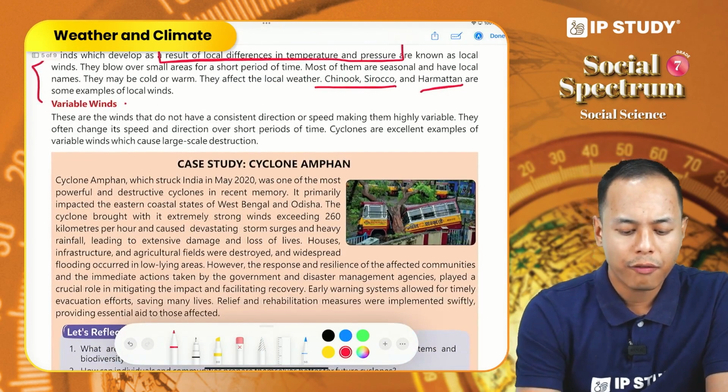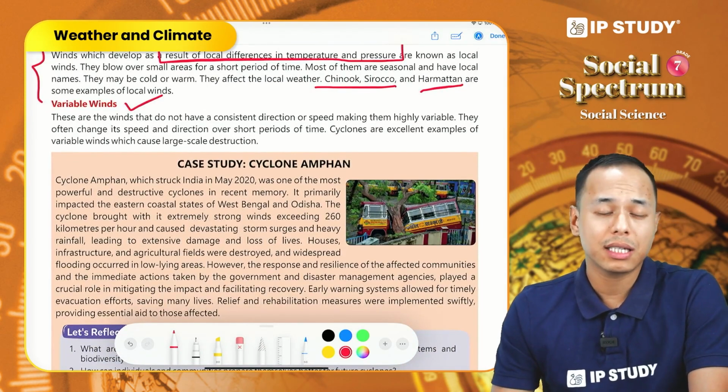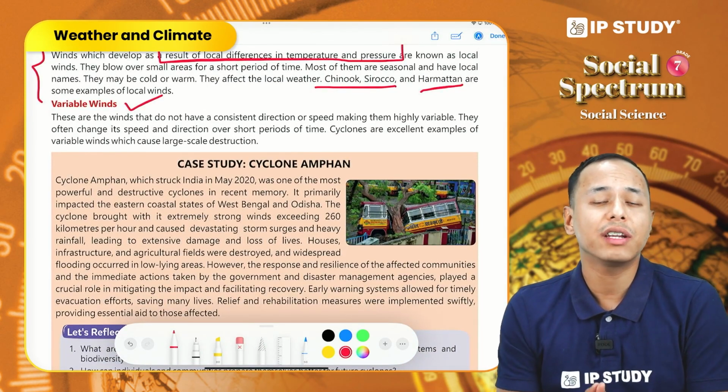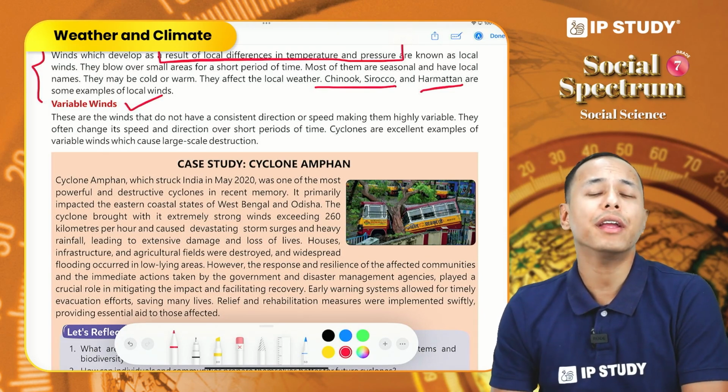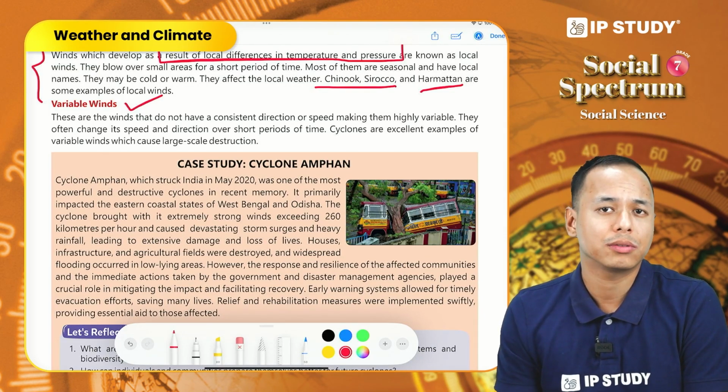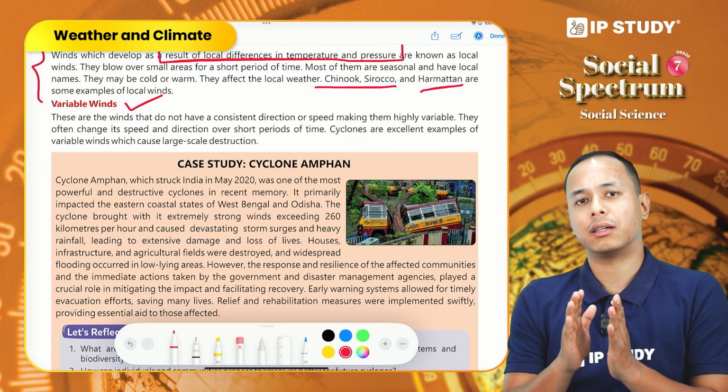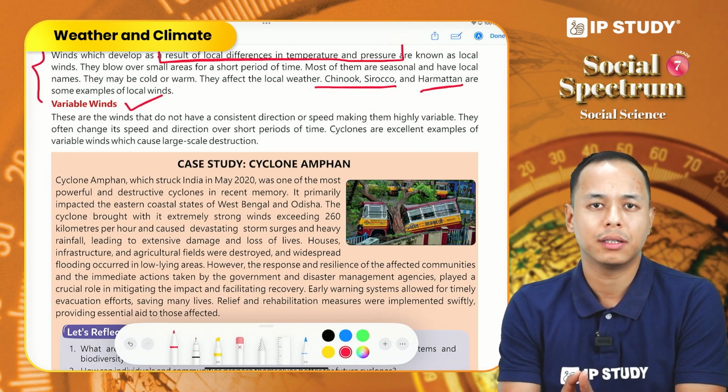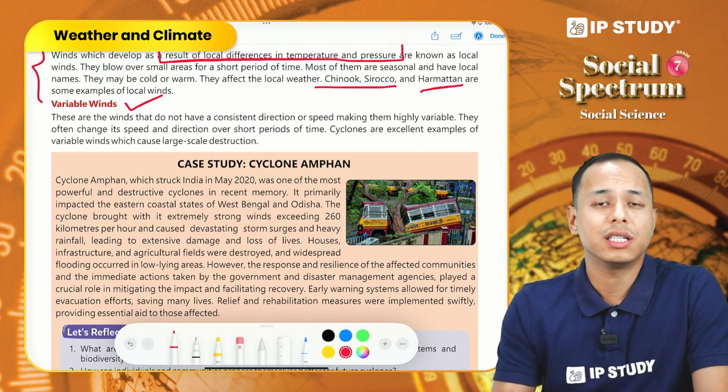And lastly, variable winds. As the name states, these winds do not have definite speed or direction. So they are highly variable. For example, cyclones. Cyclones do not have a definite direction or speed, and they are also very destructive.